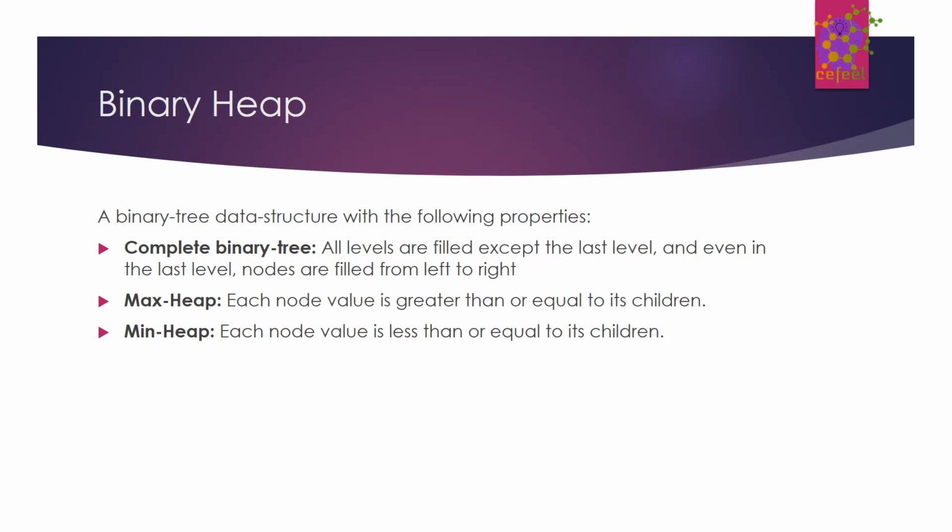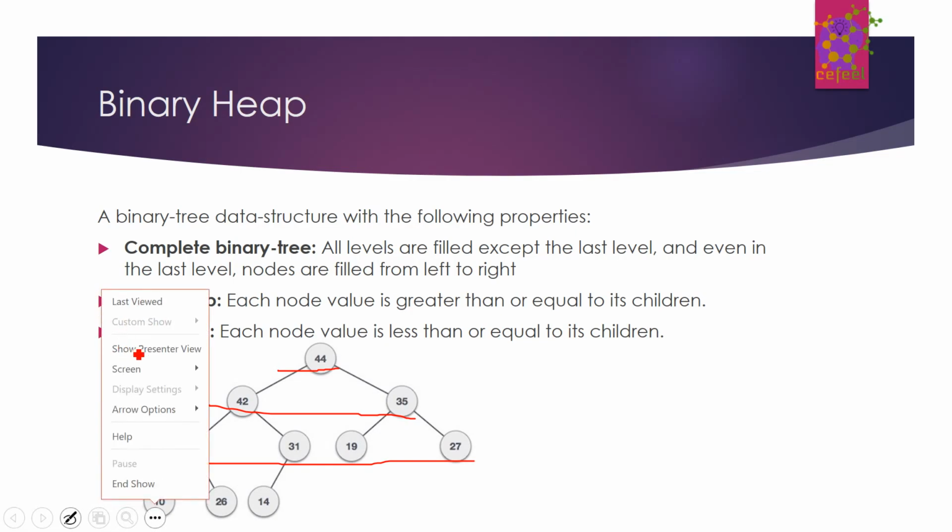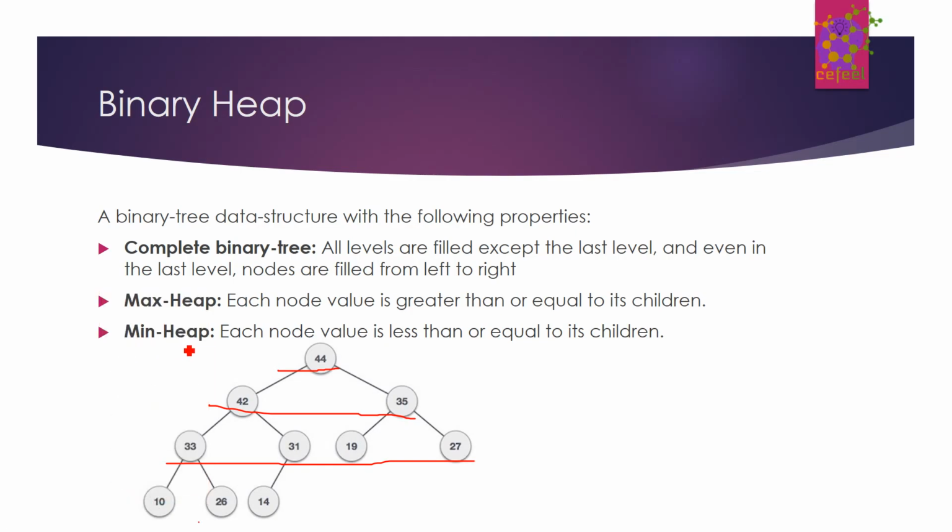Let's see a few examples. Here is an example. The first one, as you can see, is a binary tree, and it's a complete binary tree, which means all the elements at all levels are filled. Level 1 is filled, level 2 is filled, level 3 is filled, only level 4 is left, and level 4 is also filled till the first 3 elements. So this qualifies as a complete binary tree. Now let's see if it is a max heap or a min heap. It's actually a max heap.